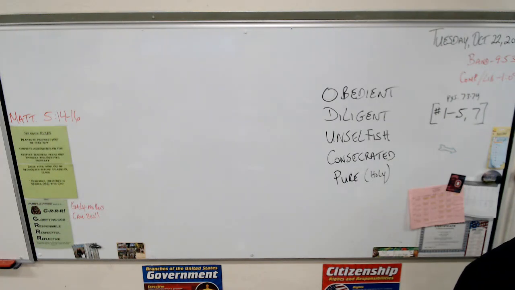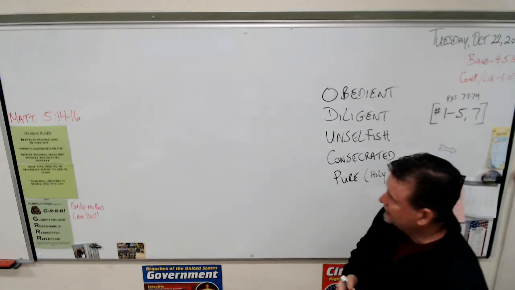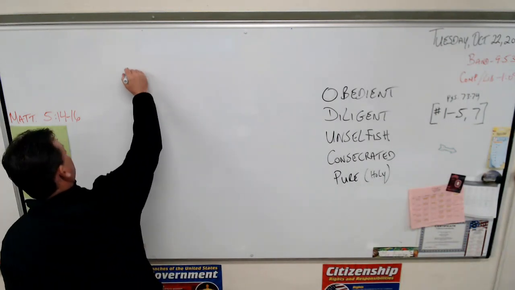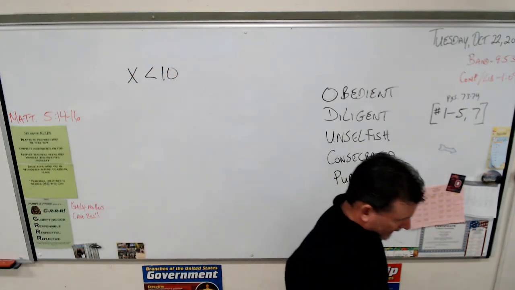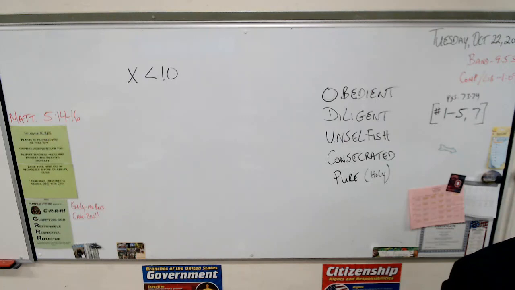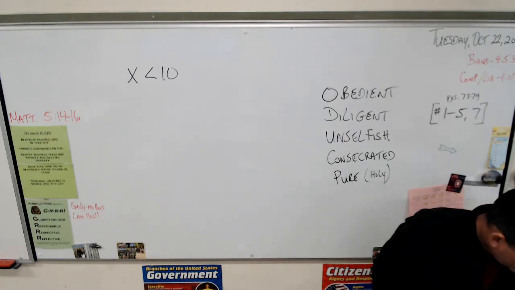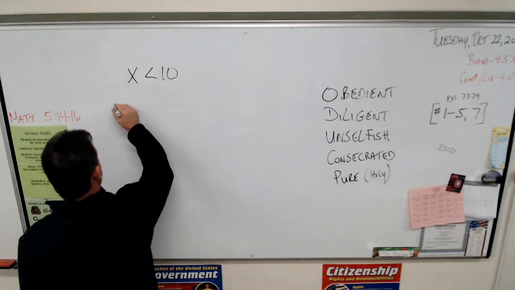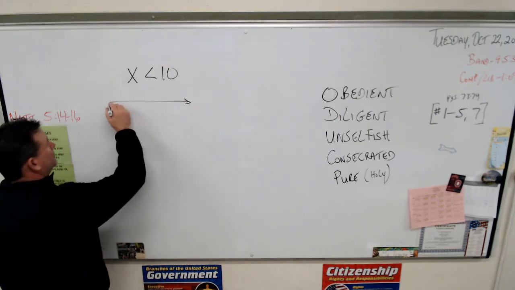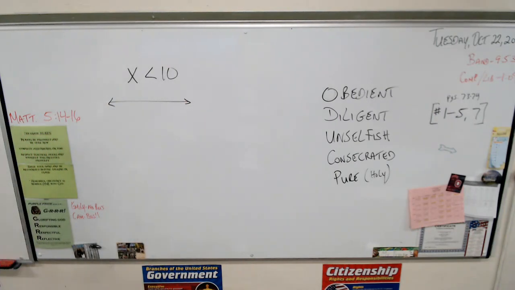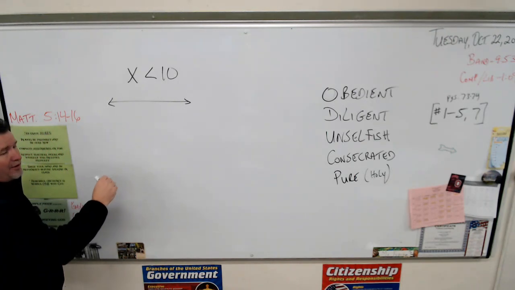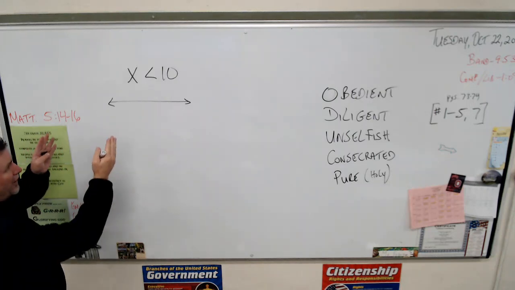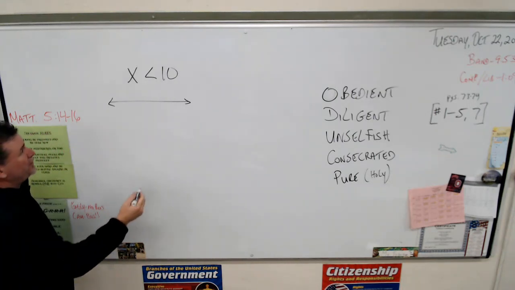Number 6. Your answer should look like this: x is less than 10, and your graph should look like this. There are two parts to your directions: solve it, and then graph it. So if x is less than 10, you can adjust your number line for each problem you do.